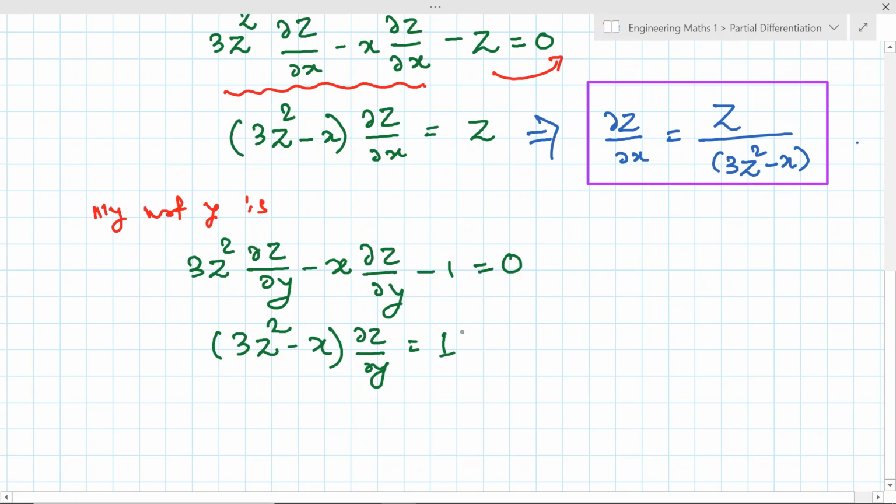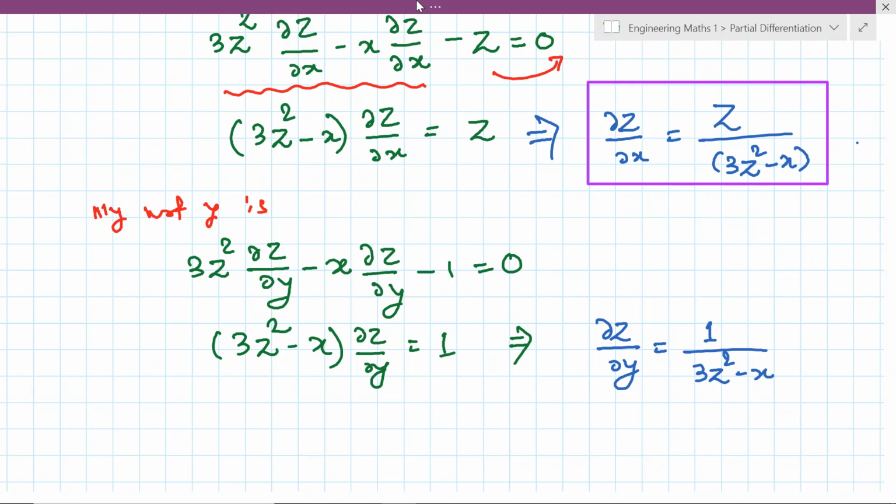This is equal to what? 1. And from this what do I get? I'll get ∂z/∂y equal to 1 upon 3z square minus x. Got it?